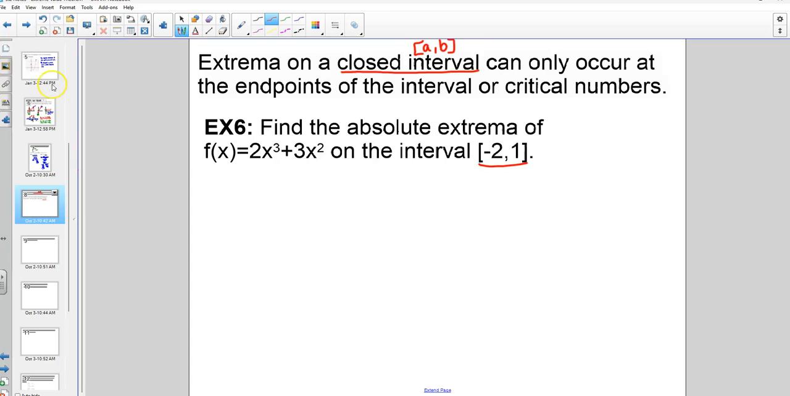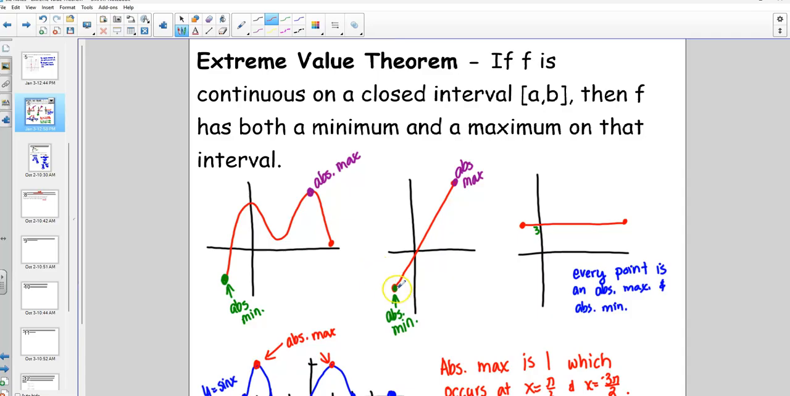If we go back up here to our picture, it is possible that maybe it's just the endpoints. This graph has no critical numbers right here. Your derivative doesn't equal 0 ever. It might just be the endpoints that are your absolute maximum and minimum. But if it's not just the endpoints, there's got to be one of these places where your derivative is equal to 0 or is undefined, right?